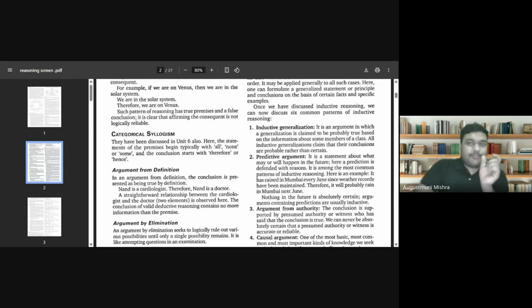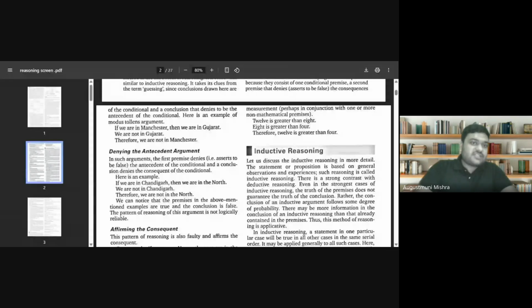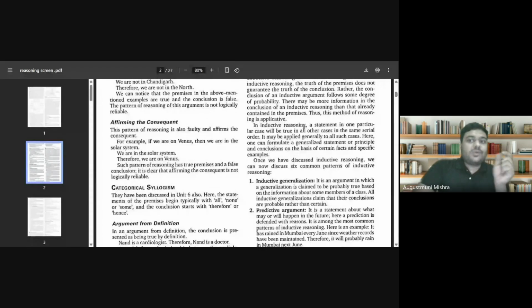It is giving an example that a particular generalization is claimed to be true by the particular class, and a basic inductive generalization claims that its conclusion is probable rather than certain. Like in the previous questions we discussed, in reasoning you are going to find three statements always. So here also, if a particular class is giving a particular statement that is true, then in the second term that is going to be generalized by that particular class, and at the end maybe the conclusion is related to that particular thing only.